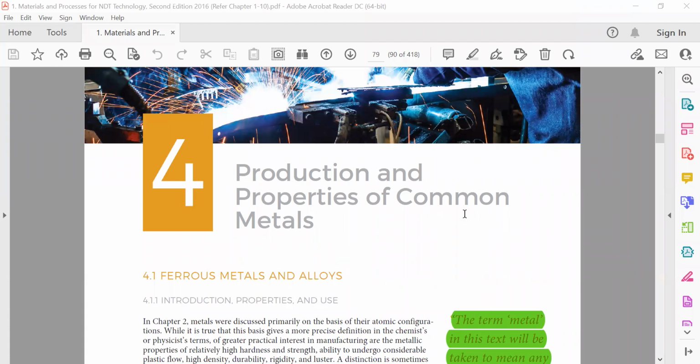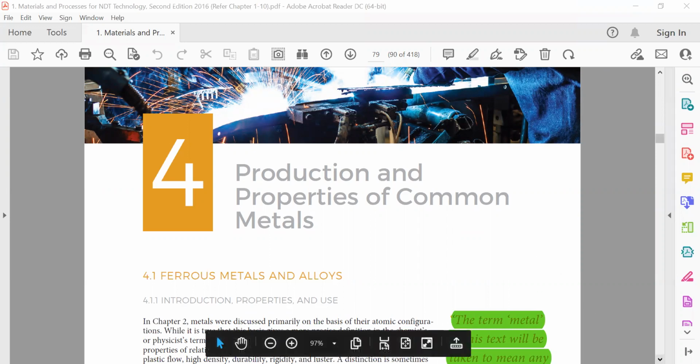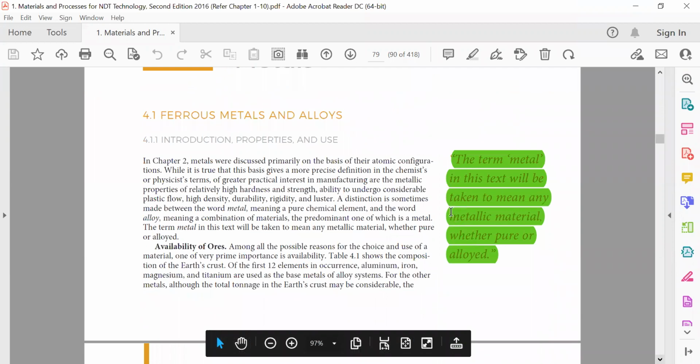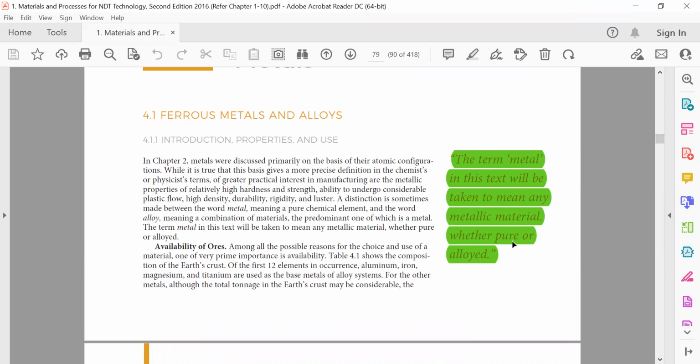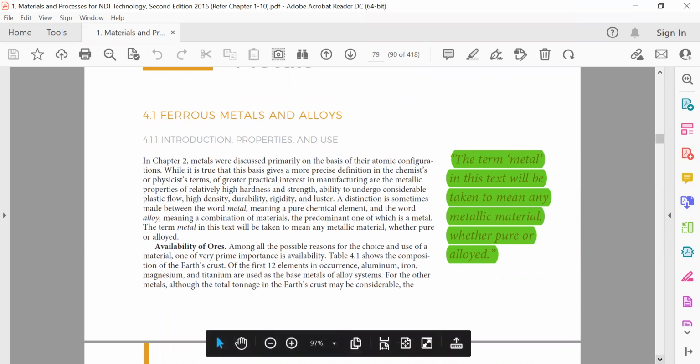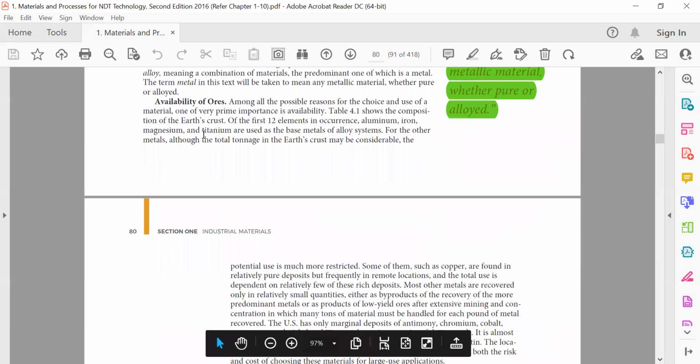We'll start production and properties of common metals: ferrous metals and alloys. The term metal in this text will be taken to mean any metallic material, whether pure or alloyed. So, availability of ores.